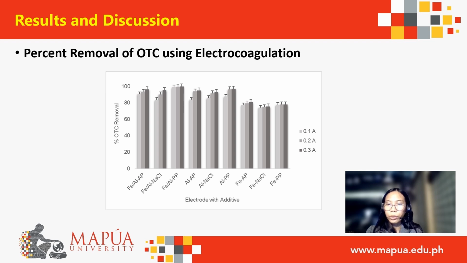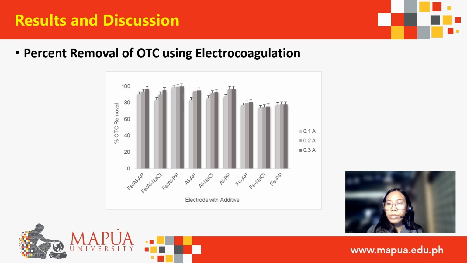So, after we accomplish our experimental study, we have gathered data and interpreted the results. So first, let's discuss the percent removal of OTC. For this section, the results of the EC process were analyzed to determine the effectiveness of different electrode materials. So we have the iron, aluminum, and the combined. We also have the additives, which are the potassium persulfate, sodium chloride, and the ammonium persulfate.